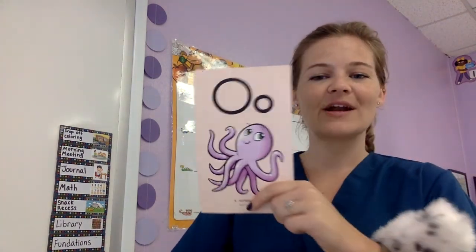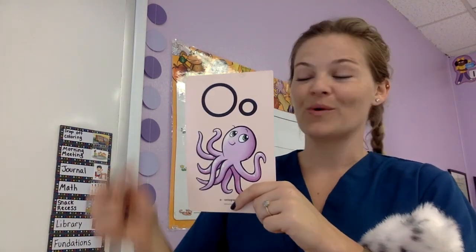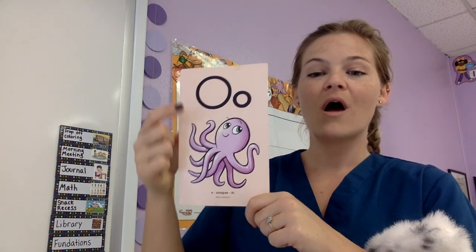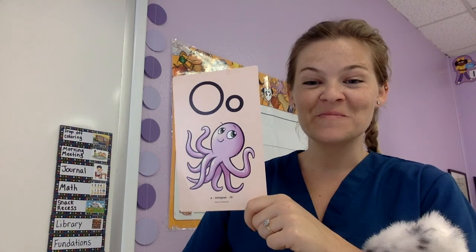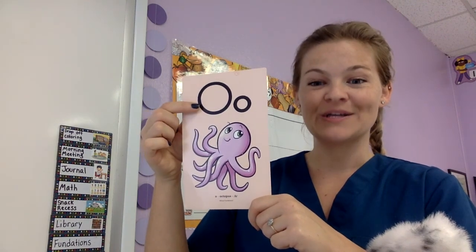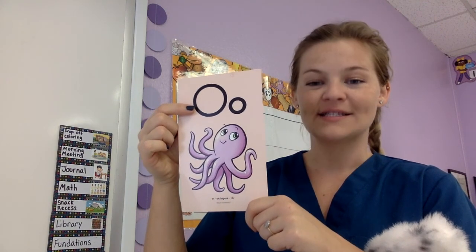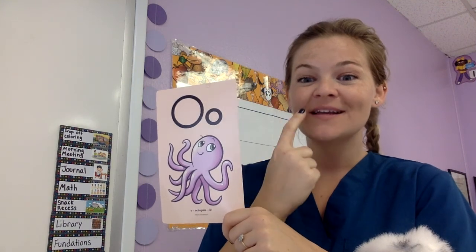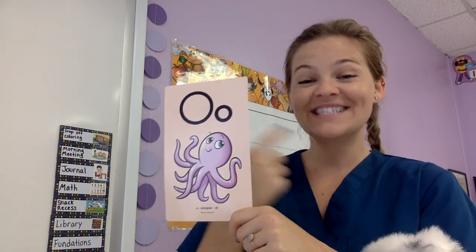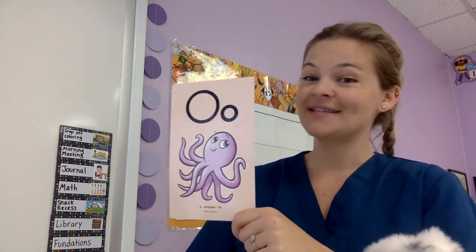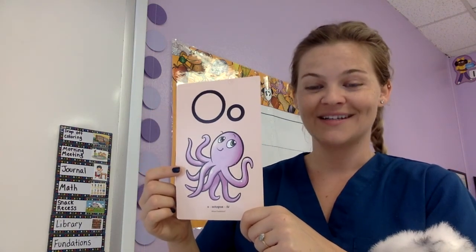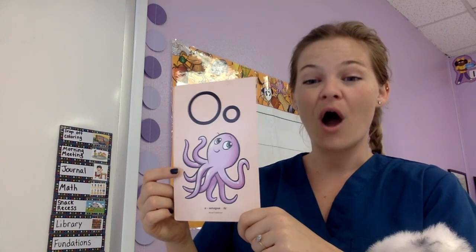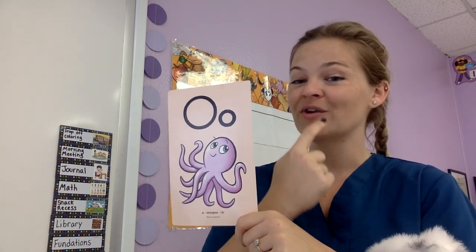Okay, the next letter we learned this week is the letter O. And we say O, octopus, ah. Now look at the shape of your mouth when you say the O sound. O makes an ah sound. Look at the shape of your mouth. What shape is it in? It's in the shape of an O. That's an easy way to help us remember that O makes an ah sound, because when you say the sound, your mouth is in the shape of an O.